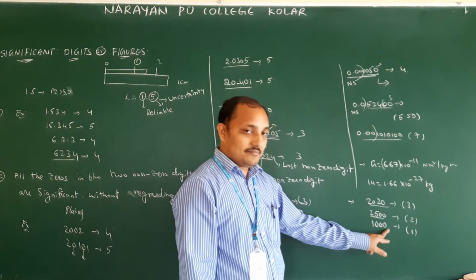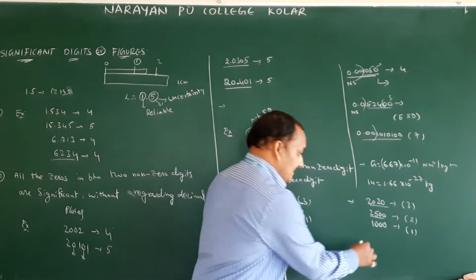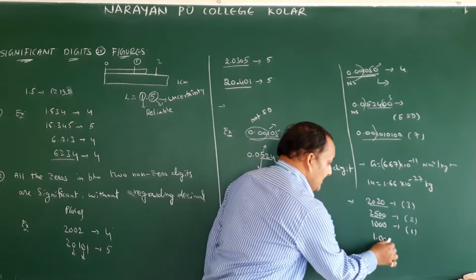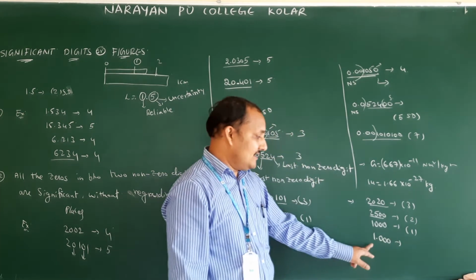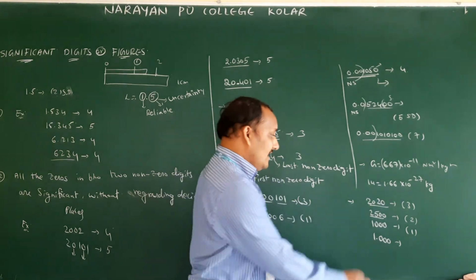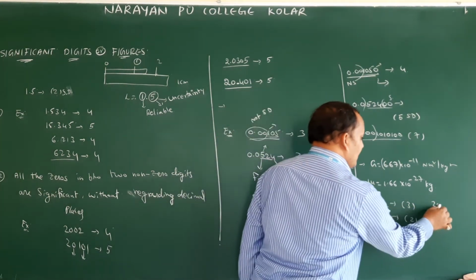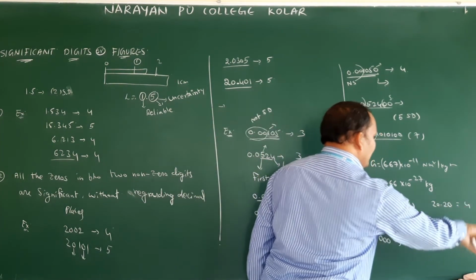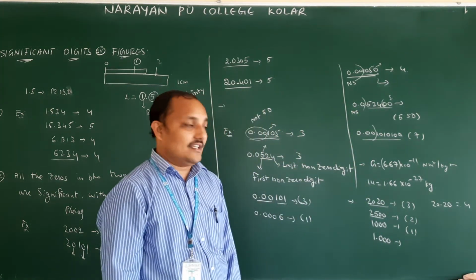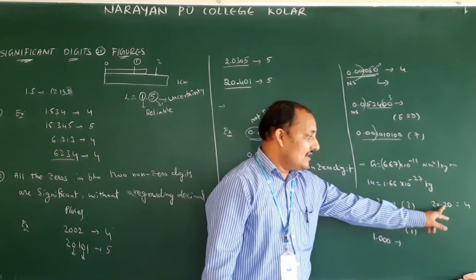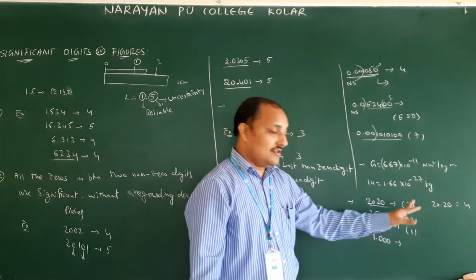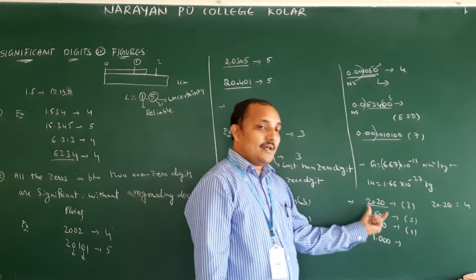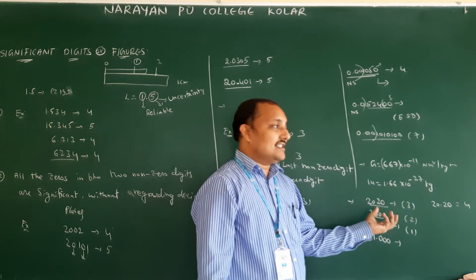Because this is a number, if it is written with decimal places, like 1.000, then there are 4 significant digits. If the number is written as 20.20, there are also 4 significant digits. Why? Because this 0 comes after the last non-zero digit, isn't it? So you have to take care: in a pure number, without a decimal point, zeros are not significant.